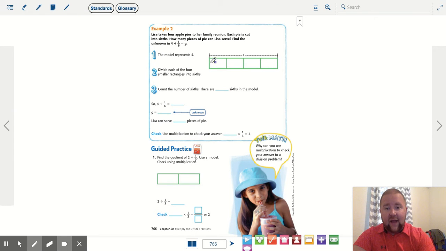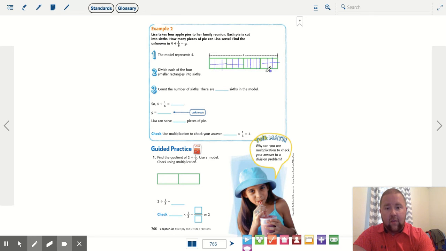Now, I can do my sixths by drawing 6 pieces on the inside here. Could you draw the sixths a different way? You absolutely could. You could do 1, 2, 3, 4, 5 lines, but I prefer doing it this way just for my own visual appeal. It doesn't matter how you do it as long as there are 6 equal pieces. So I have 4 wholes, dividing them into sixths. The question is, how many sixths are we going to have?